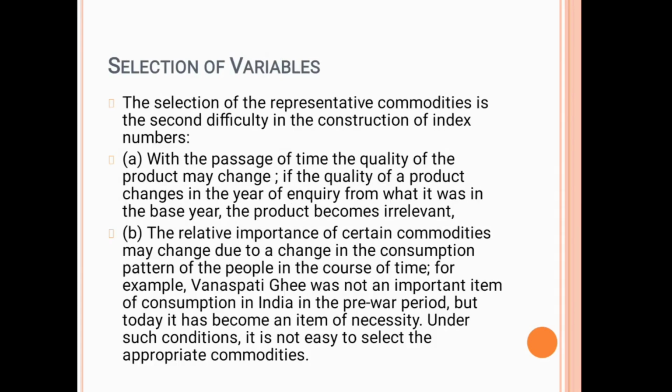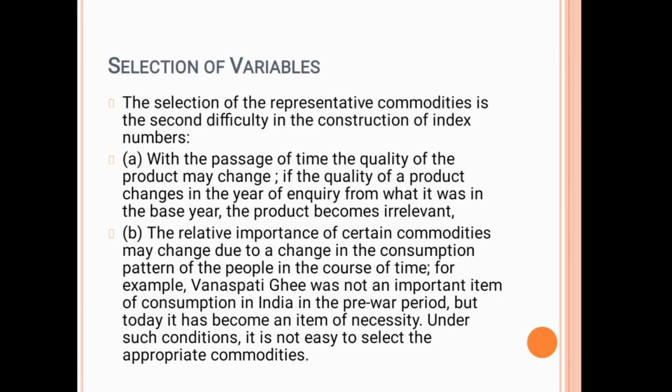Selection of variables. The selection of the representative commodities is the second difficulty in the construction of index numbers. With the passage of time, the quality of the product may change. If the quality of the product changes in the year of inquiry from what it was in the base year, the product becomes irrelevant. The relative importance of certain commodities may change due to a change in the consumption pattern of the people in the course of time.